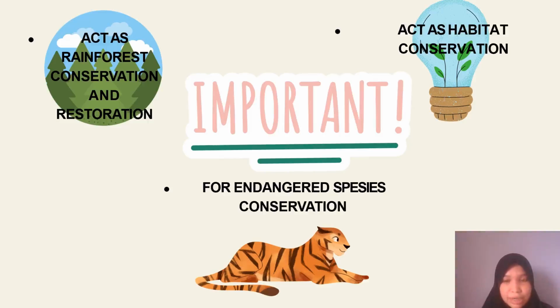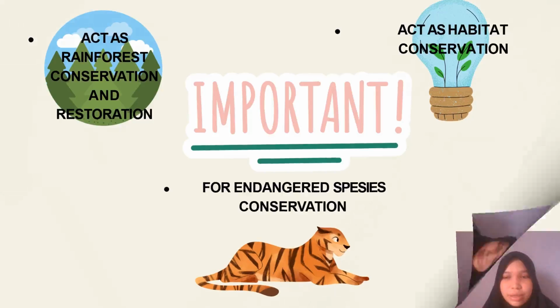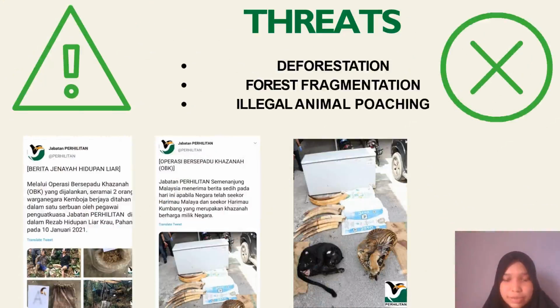Before this slide, we can see the endemic mammals, which are the Malayan tiger, Malayan tapir and Asian elephant. Even though it is a protected lowland tropical rainforest, it still faces threats, which are deforestation, forest fragmentation, and illegal animal poaching. So for illegal animal poaching, as you can see on this slide, I attached several screenshots that I got from Twitter from Jabatan Perkhidmatan.